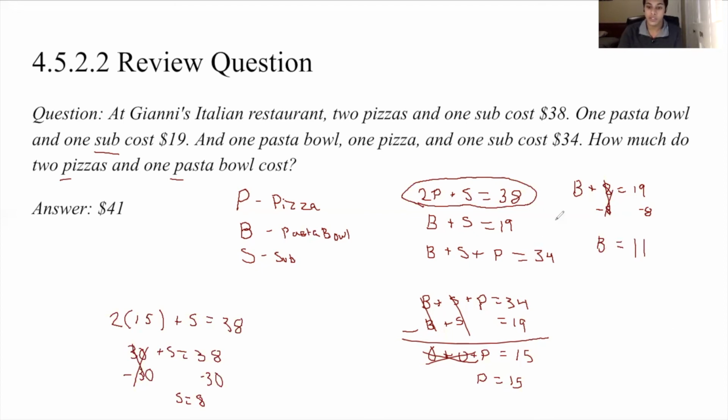So now finally onto the question. It says, how much do 2 pizzas and 1 pasta bowl cost? So if we take the cost of a pizza and multiply it by 2, because we have 2 pizzas, so 2 times 15, plus the cost of 1 pasta bowl, which is $11, so plus 11, that's going to be equal to 30 plus 11, which is 41.